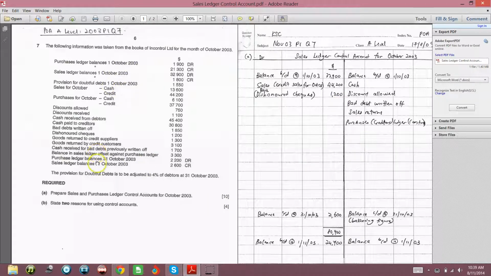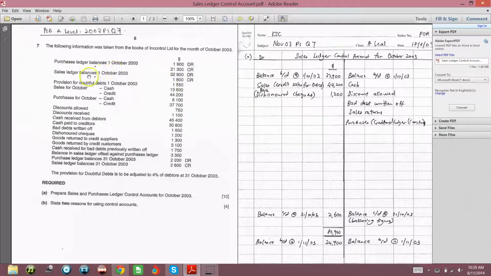So this question says to prepare sales ledger and purchases ledger control accounts for October 2003. Purchases ledger control account I've explained earlier. So now I will prepare the sales ledger control account for October 2003. So I draw up the structure, okay, like this.